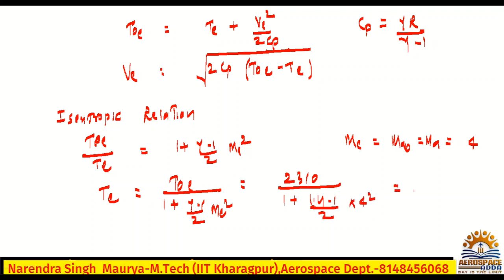Let me calculate what is TE. It is 1.4 minus 1 divided by 2 into 4 square. Okay, 1 plus this. 2310 divided by this value, 550 exactly. This is the TE. Now this TE and T naught E you keep here, for the VE value.